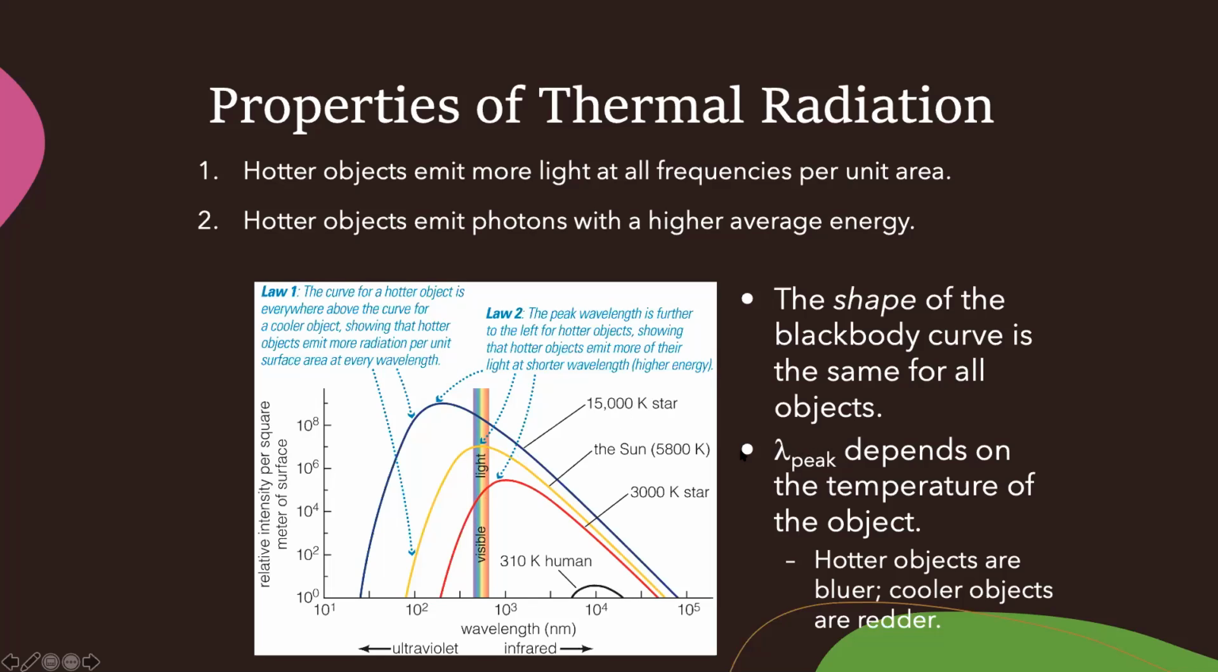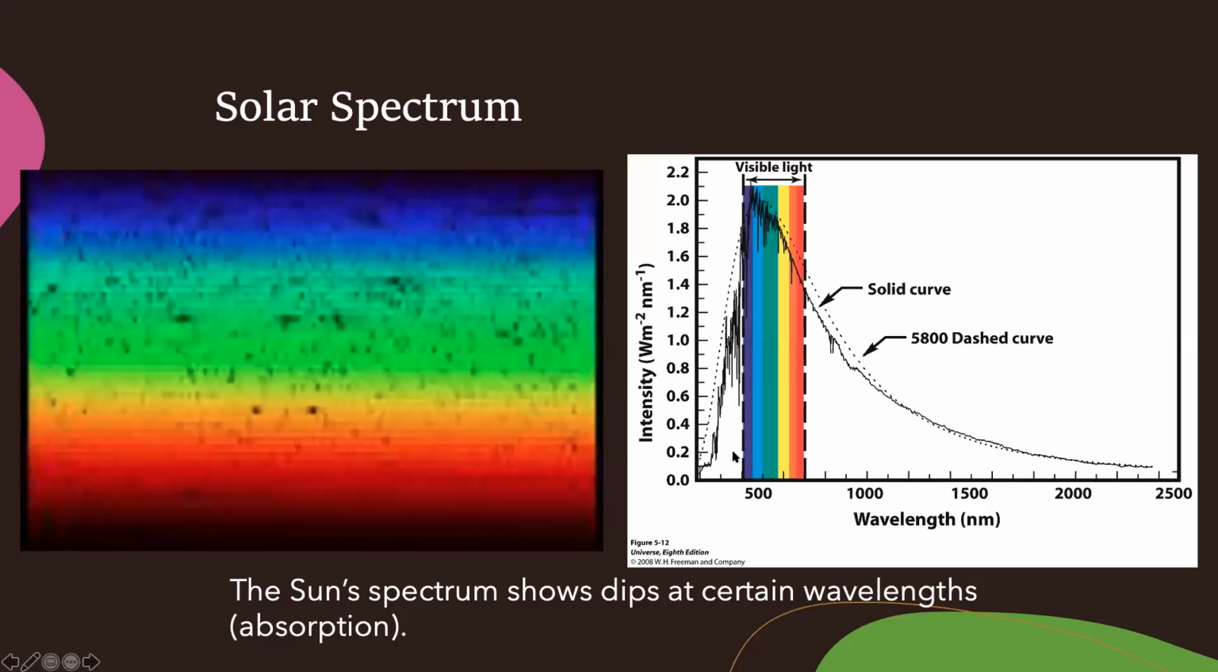So again, the peak wavelength depends on the temperature of the object. Like humans, our black body radiation curves peak in the infrared, and we are not hot enough to emit any form of visible light, right? But we do emit infrared, and that's why you could see somebody with a thermal camera, right? Because we're constantly emitting heat, right? That being said, when we look at the sky and we look at different stars, hotter objects like the 1500 Kelvin star will appear blue. Cooler objects like the 3000 Kelvin star will appear red, right?